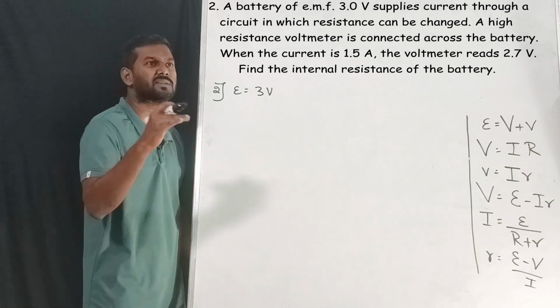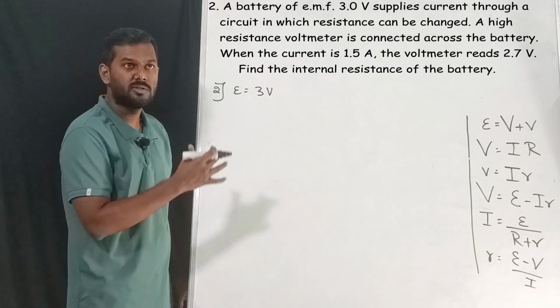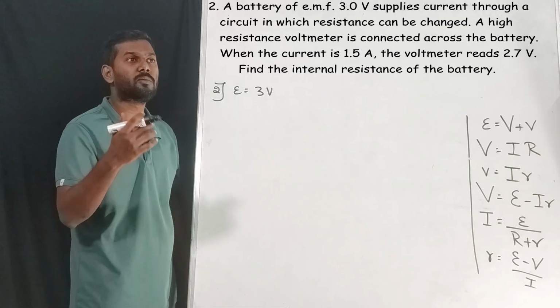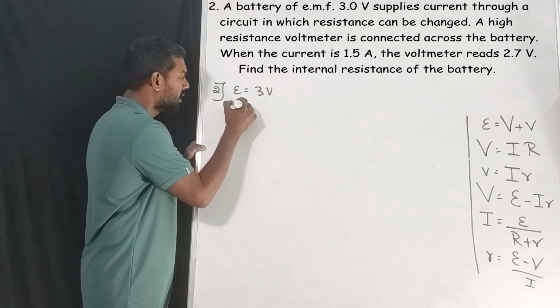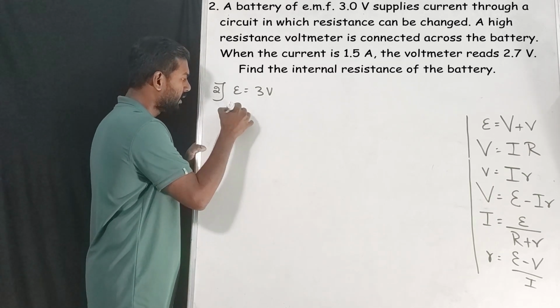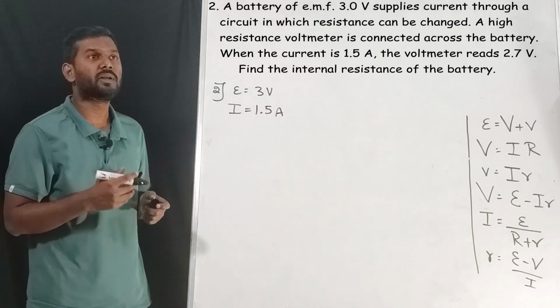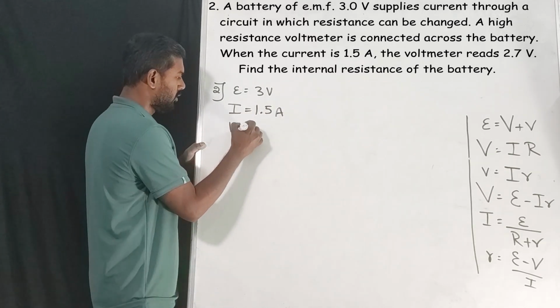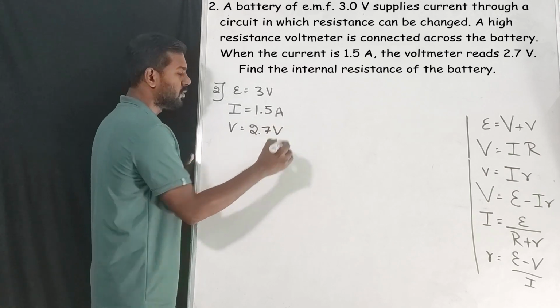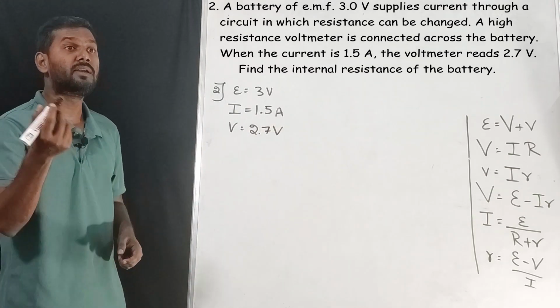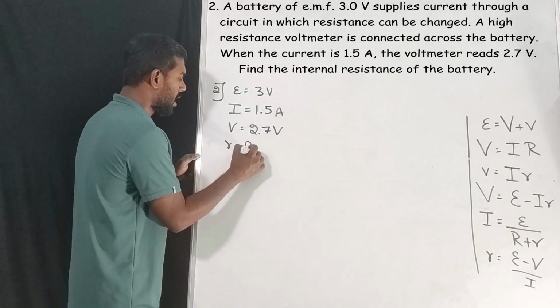That's it. Next, a high resistance voltmeter is connected across the battery when the current is 1.5 ampere. The voltmeter reads 2.7 volts. Voltmeter reading is equal to 2.7 volts. Then find the internal resistance. R we have to find.